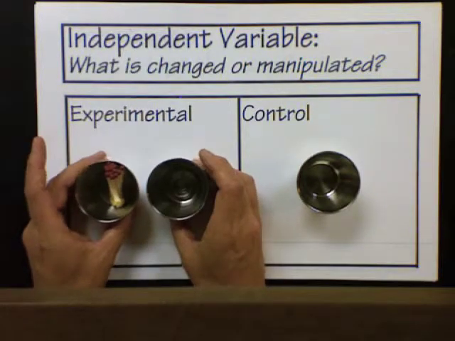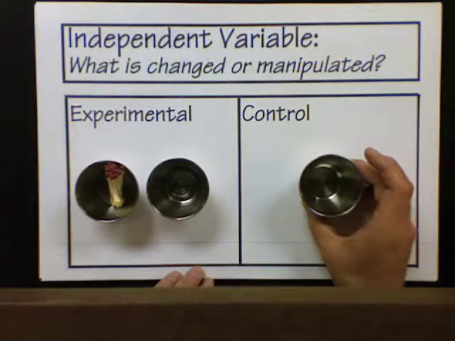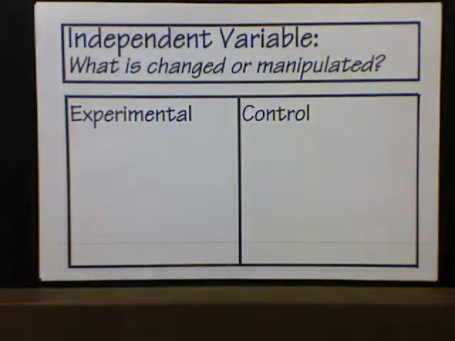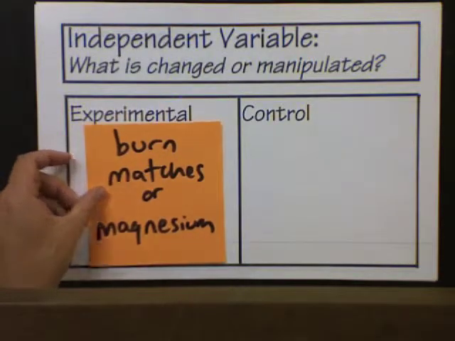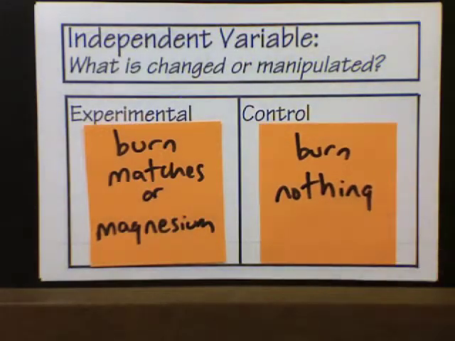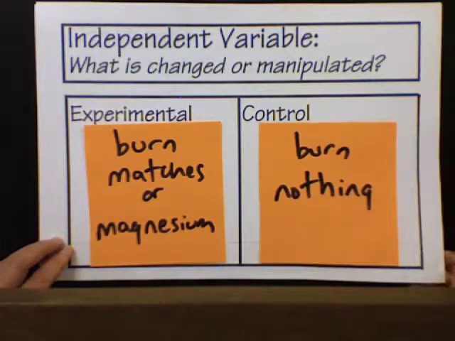in our control. So in this one, what's our experimental trials? They include burning something. Our control trial includes not burning something. So if I were writing down what is the experimental part of the independent variable, it would be burning magnesium or matches. In the control, it would be burning nothing. That's what we changed or manipulated to make the two parts of our experiment, the experimental part and the control part. That's the independent variable.